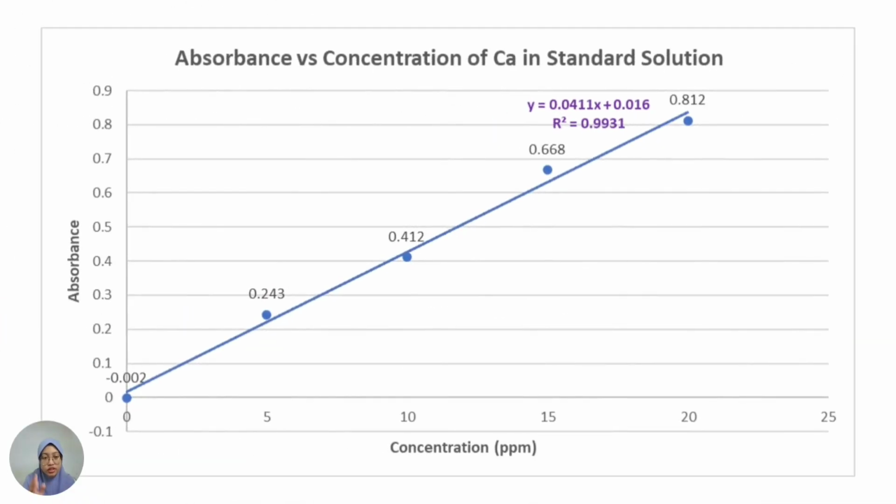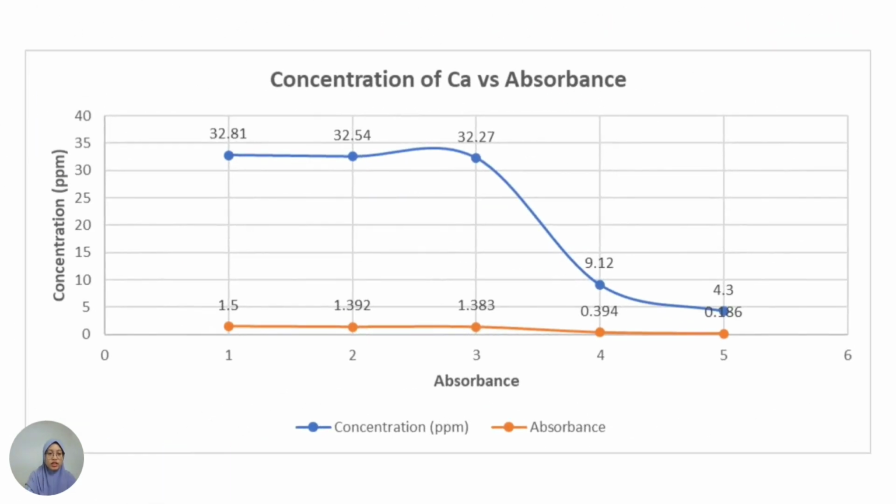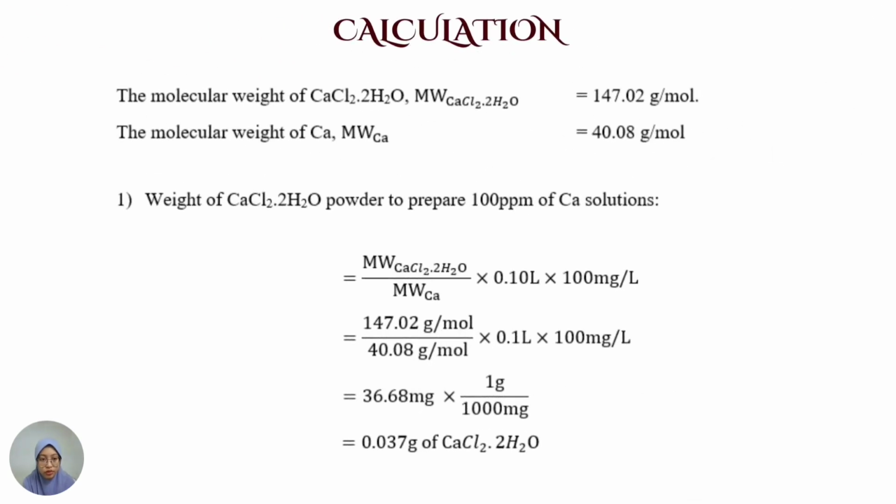Next, we go to the graph: absorbance versus concentration of calcium in standard solution. So absorbance is directly proportional to the concentration. That's what we get. Oh, sorry for my mistake. Then the graph of concentration of calcium versus absorbance. Next, we go to the calculation.